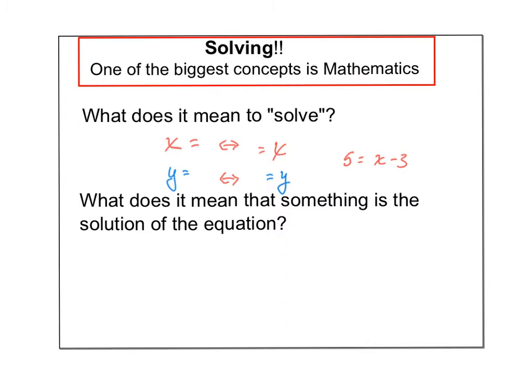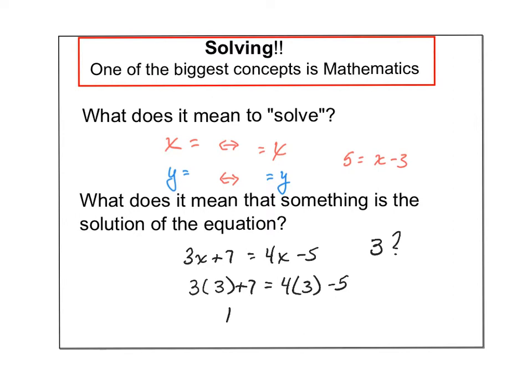So what does it mean if something is a solution to an equation? So if you had an equation that looks something like this: 3x plus 7 equals 4x minus 5, and I want to know, hey, is 3 a solution? Well, we would take the 3 over here and substitute it back in for the x's and work it out, simplifying each side. So what is this? 9 plus 7, that's 16. 12 minus 5 is, what's that, 7? And we'd go, nope, not a solution.